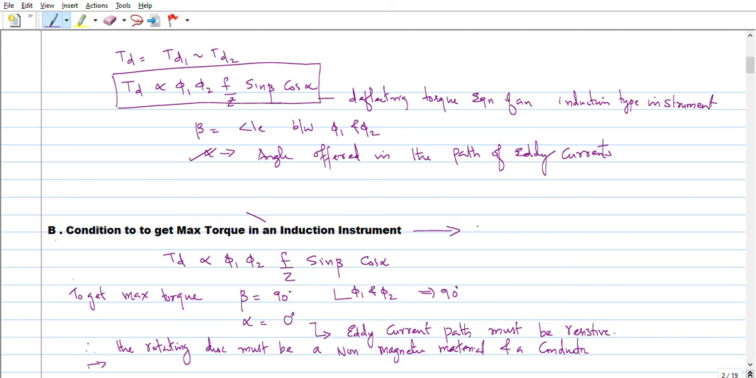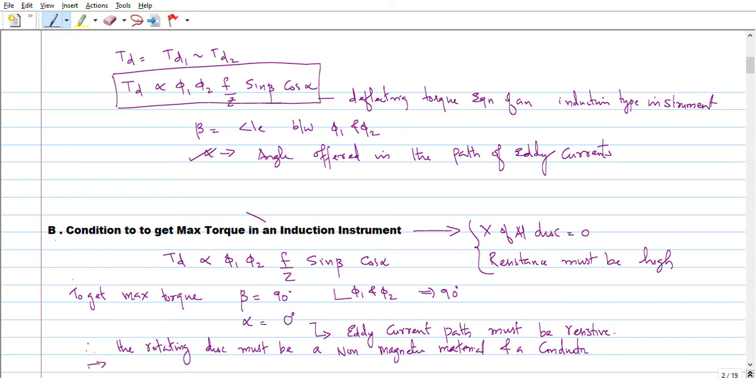The reactance X of the aluminum disc is equal to 0. The resistance must be high. So these are the conditions to get the maximum torque.